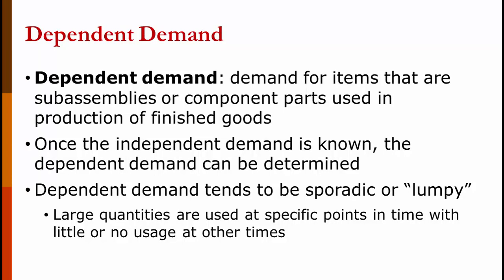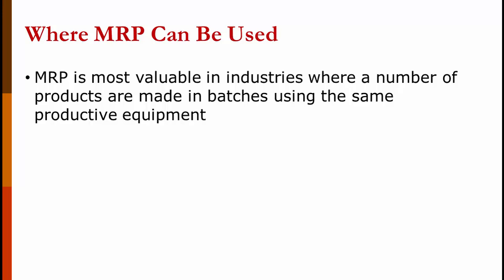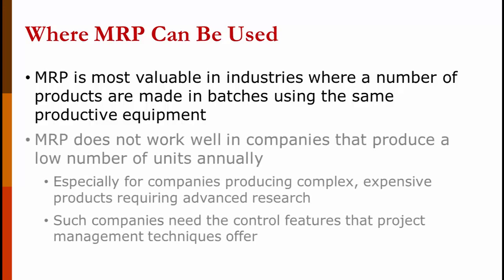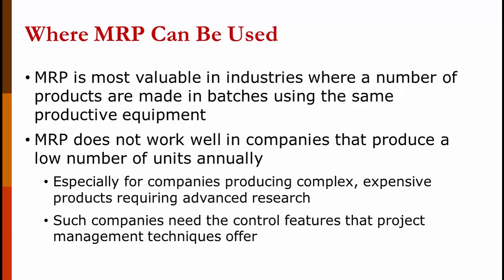And here we're primarily talking about job shops, not assembly lines. What this means is that large quantities are used at specific points in time when we're producing, with little or no usage at other times when we're not producing. MRP is most valuable in industries where a number of products are produced in batches using the same production equipment. In other words, a job shop. MRP does not work well for companies that produce a low number of units annually, because it's just not worth the energy to do the planning. This is especially the case for companies producing complex, expensive products requiring advanced research. These companies are often better served using project management approaches.